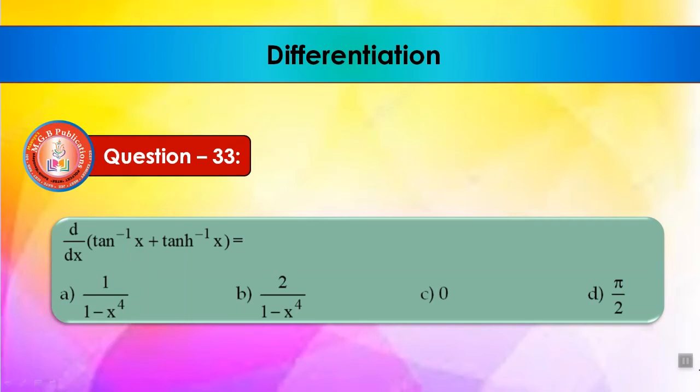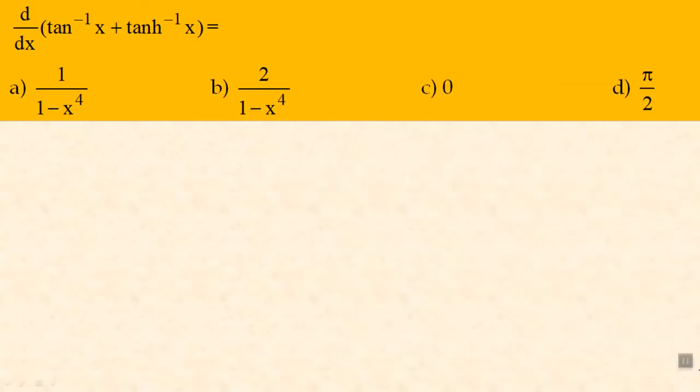Dear students, see the question number 33. Read the question and write it. The question is, d by dx of tan inverse x plus tan h inverse x is equals to. Options are 1 by 1 minus x power 4, 2 by 1 minus x power 4, 0, pi by 2.